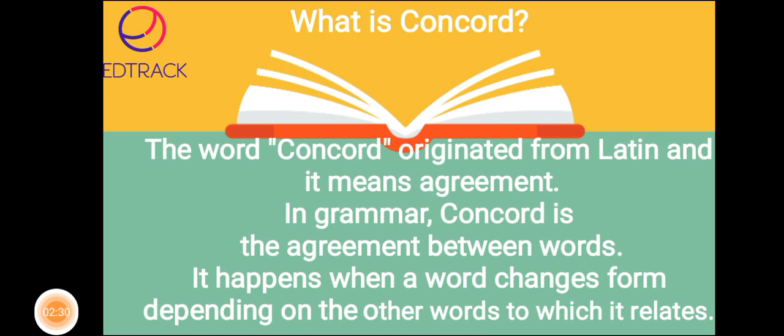And what does it mean? It means agreement. So in grammar, when we say Concord, we mean the agreement between words. Concord happens when a word changes form depending on the other words to which it is related. That is, a word changes its form depending on other words surrounding it. The form a particular word is going to take would be determined by the other words surrounding it. So a word must be in agreement with other words which are surrounding it.